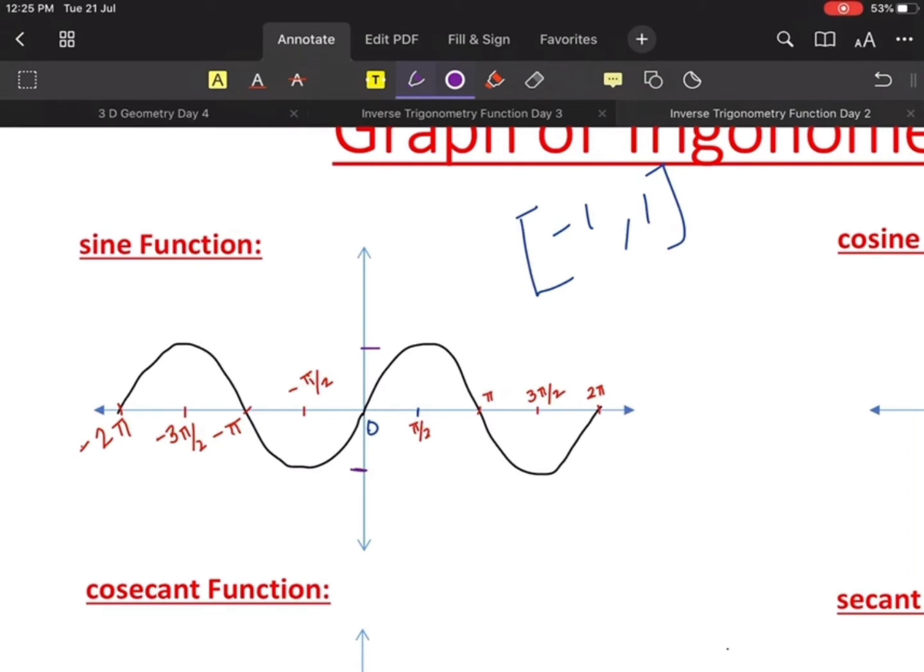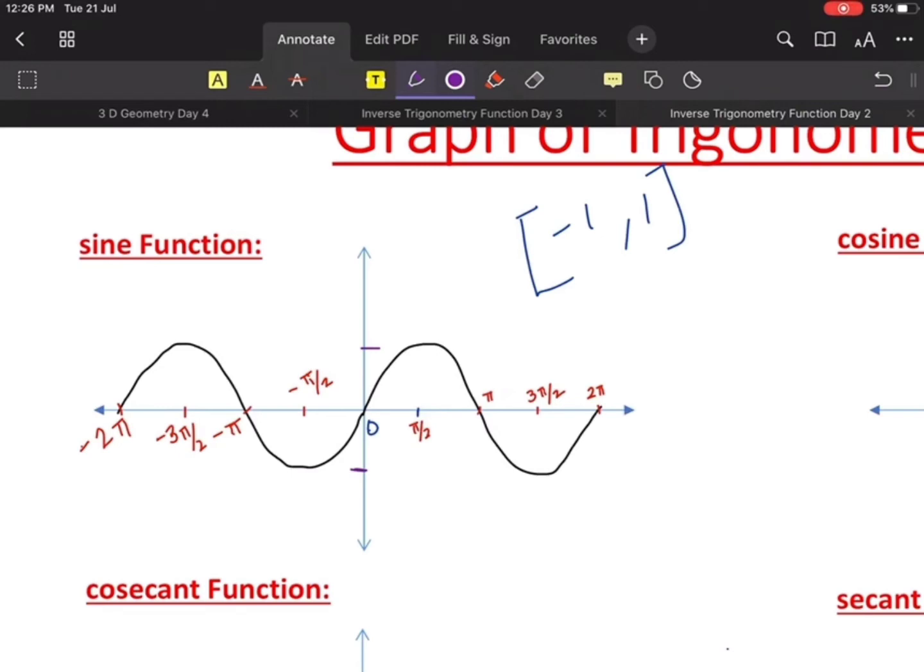Understood? So there are 2 points I have to keep in mind. One point is that the origin 0 has to be included. Understood? And the points minus 1 and 1 have to be included. Okay, so let's see which portion we should cut in here. This is a very, very important thing. What we are doing actually is making the sine function a 1-1 and onto function. Okay, that's what we are doing here.